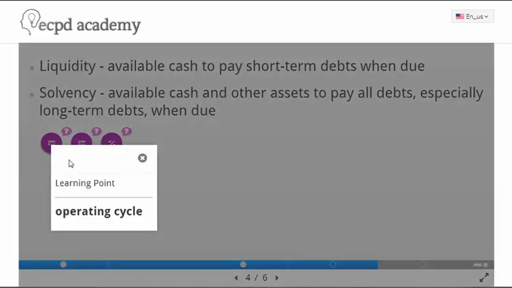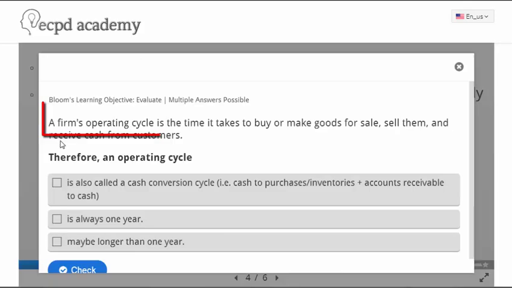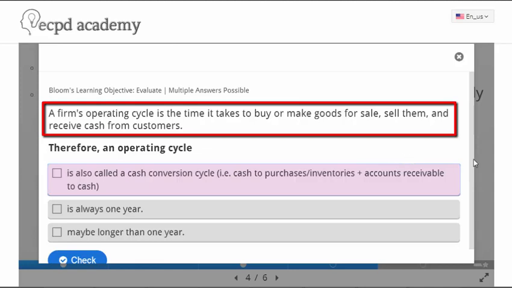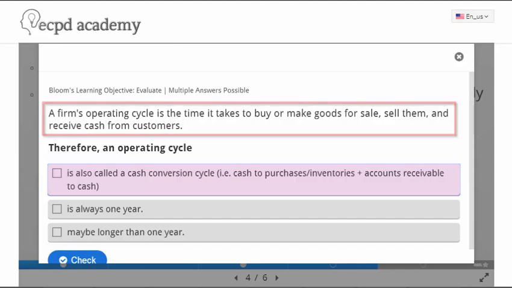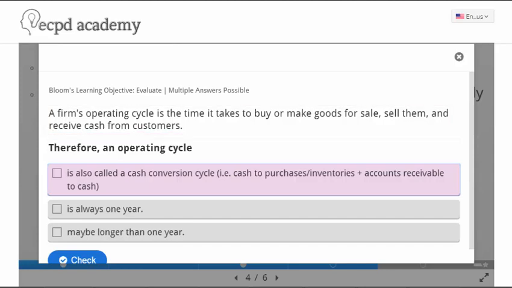First, let us understand a firm's operating cycle. The question stem states that a firm's operating cycle is the time it takes to buy or make goods for sale, sell them, and receive cash from customers. Therefore, an operating cycle is which one of the choices? At eCPD Academy, we thought to exercise your higher learning skill, so take a few moments to evaluate the choices.